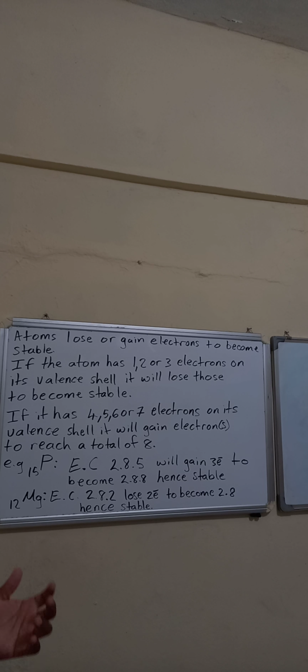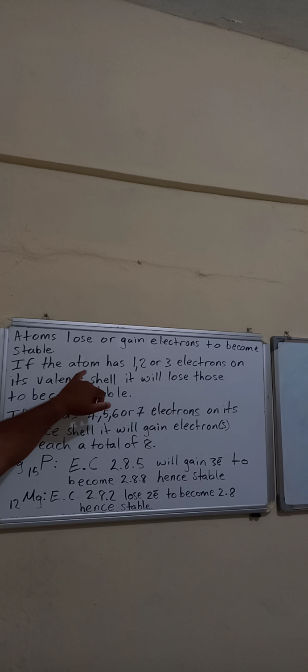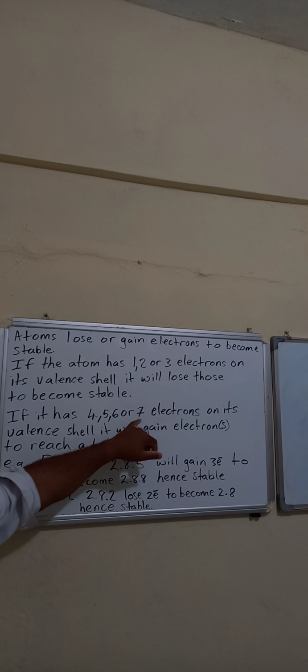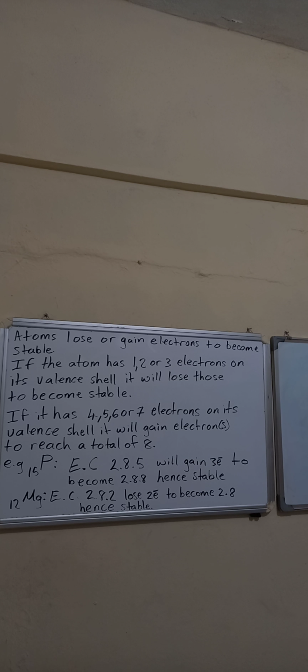Alright? So for example now, if an atom has 1 to 3 electrons on its valence shell, that atom is going to lose those electrons. So if it has 3 electrons on its valence shell, it is going to lose the 3 of them to become stable. If it has 4 to 7 electrons on its valence shell, then it is going to gain a specific amount to reach the 8.